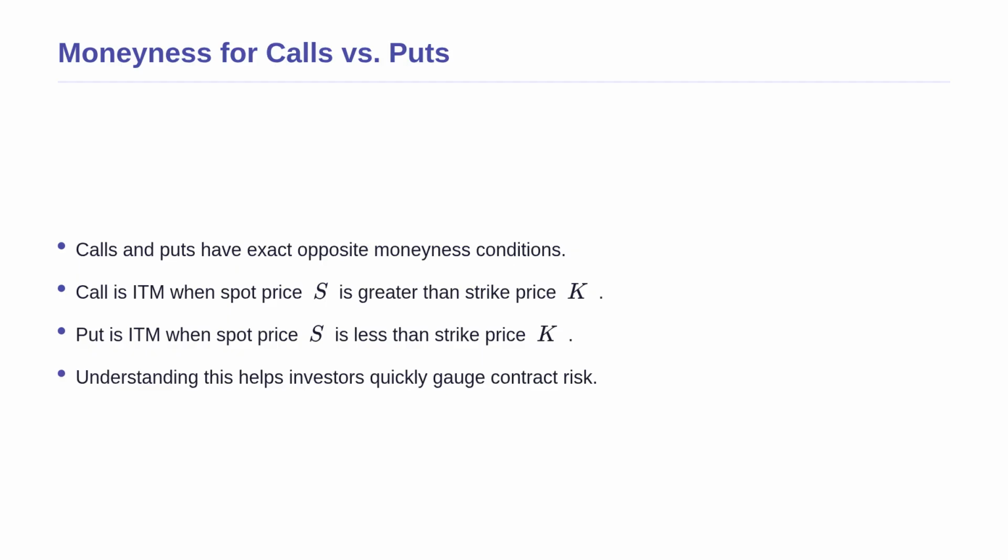Because calls and puts are exact opposites, their moneyness conditions are also exact opposites. For a call option, which is the right to buy, you are in the money when the spot price is strictly greater than your strike price. You want prices to go up. For a put option, which is the right to sell, you are in the money when the spot price is strictly less than your strike price. You want prices to go down. Understanding these conditions helps investors instantly gauge how safe or risky their option contract is at any given moment.